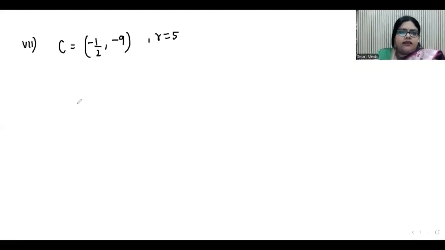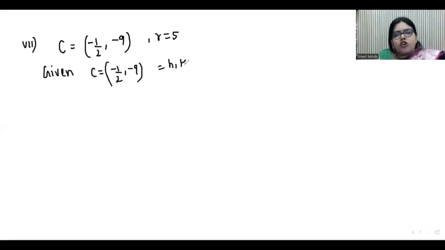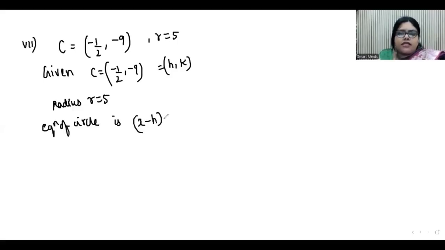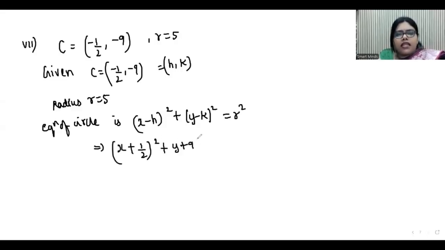Take the next question. Center and radius is given to us. Given center is (minus 1 by 2, minus 9). Take this as (h, k). And radius r is equal to 5. Now what is equation of circle? When center and radius is given, equation of circle is (x minus h) whole square plus (y minus k) whole square is equal to r square. So (x plus 1 by 2) whole square plus (y plus 9) whole square is equal to 5 square.